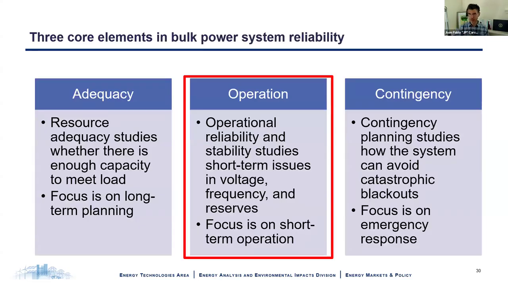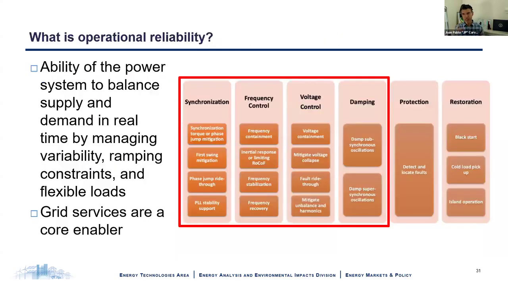Let's move now outside of adequacy, where we spent the bulk of our time here, and we're going to spend a couple of slides on operation and contingency. Operational reliability is the ability of the power system to balance supply and demand in real time. So we went from the years-out analysis that we do in adequacy, making sure we have the right investments, to now the very near term, where we're trying to make sure that we have resources that are flexible and can ramp enough, or loads that are flexible and can adjust enough, to make sure the system is always balancing load and supply on a real-time basis.